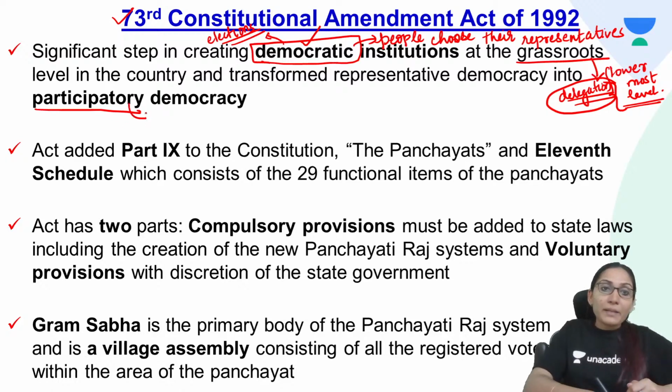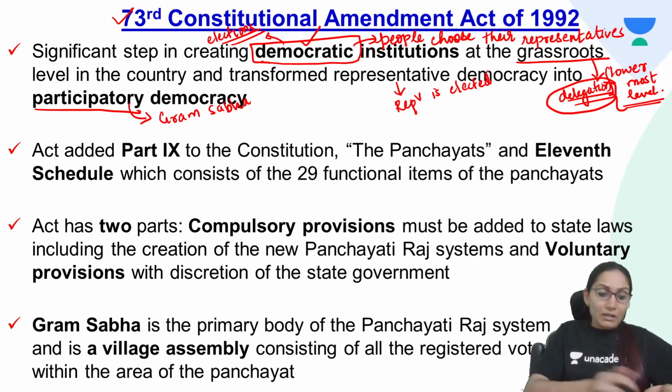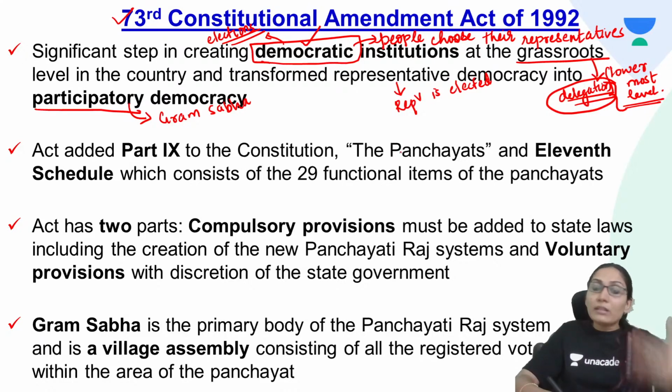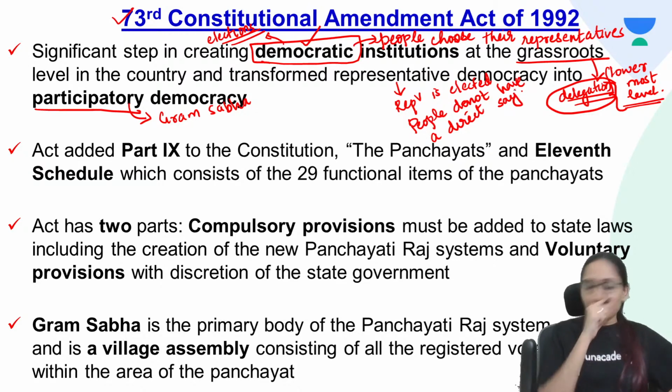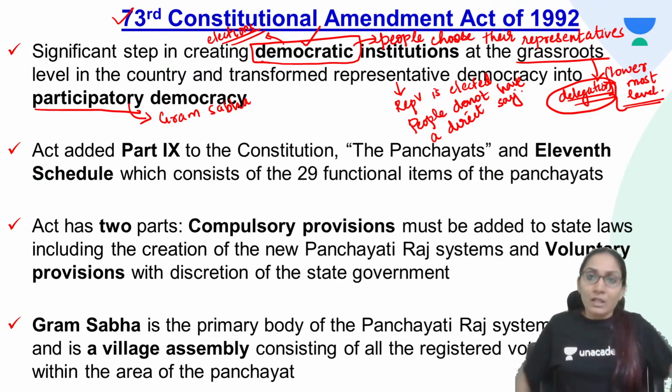So grassroots level institutions in the country and transformed representative democracy into participatory democracy. How? The concept of participatory democracy came up with the Gram Sabha. Now, representative democracy means people will elect their representative. The elected representatives represent the people. People do not have a direct say. It is only through the representatives that the people can show their interest. So, under representative democracy, people do not have a direct say, but rather the representatives whom the people have chosen will represent the people.